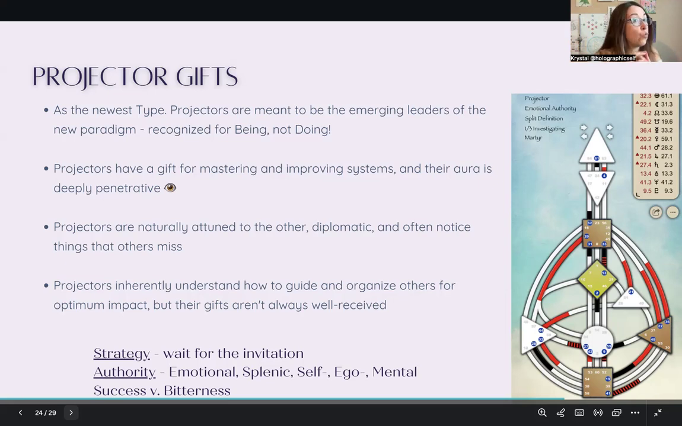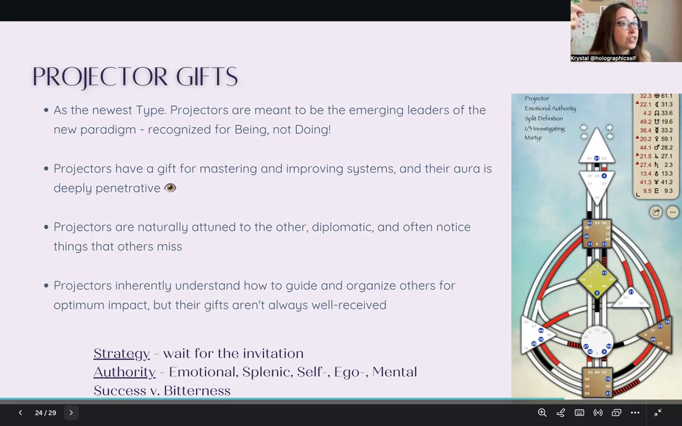So with projector charts, there's a wide variance of what they can look like, but some common themes are that projectors are meant to be in positions of leadership or guidance. It might not look like leading people from a podium, but it might just be that you are a guide, perhaps to your children, or perhaps in your job you have some sort of role of mentorship. Projectors have a gift for understanding the other. As I said, our auras are deeply penetrative. We work best one-on-one with people.